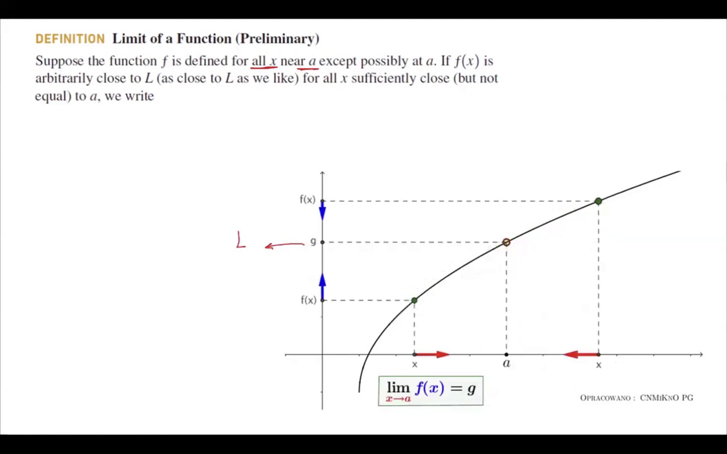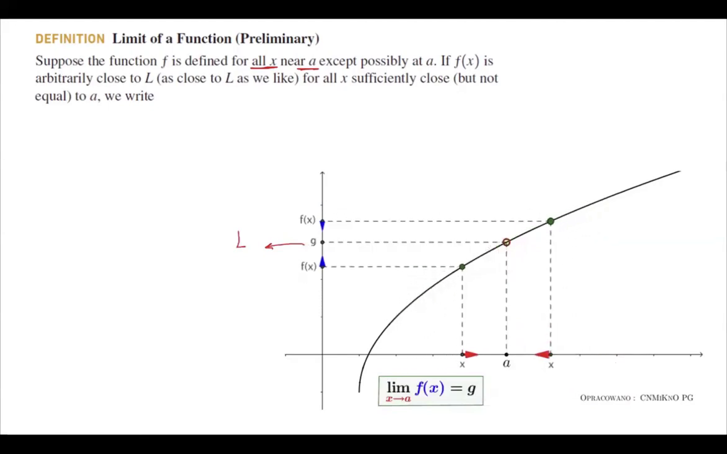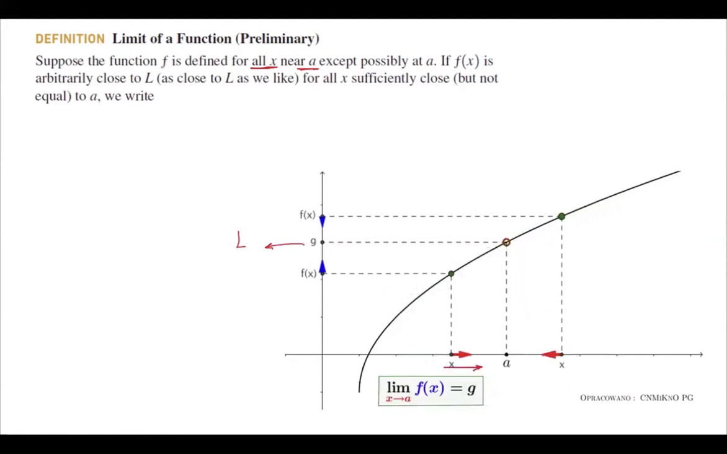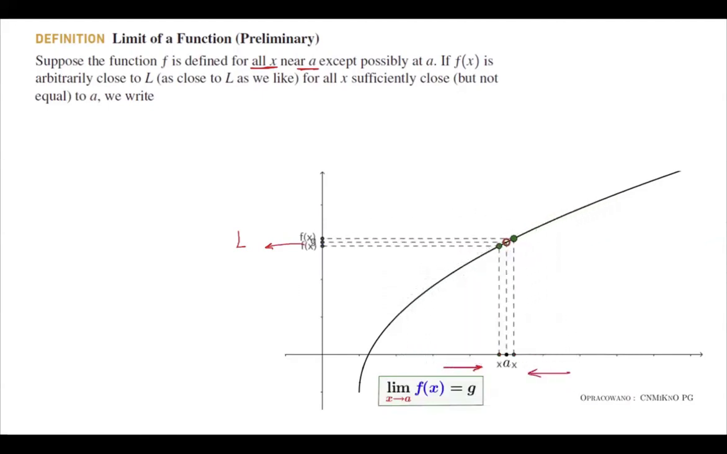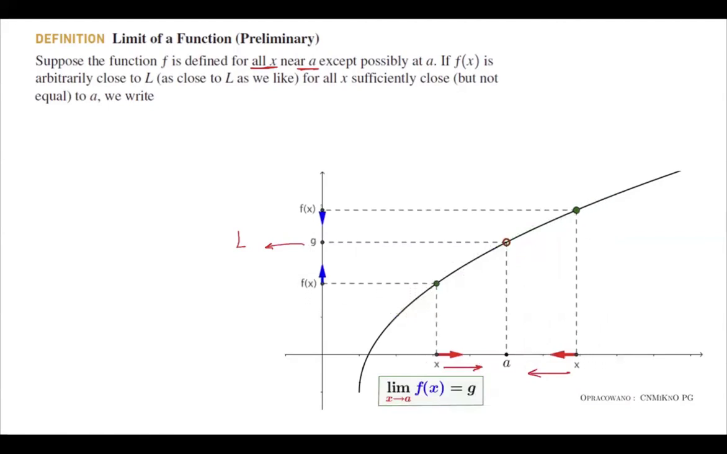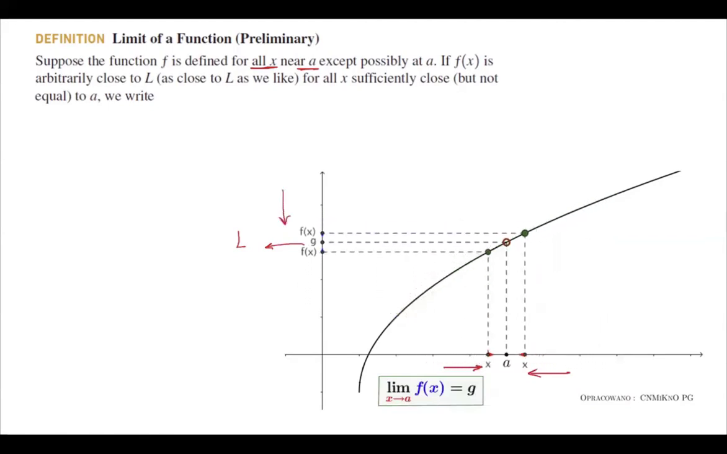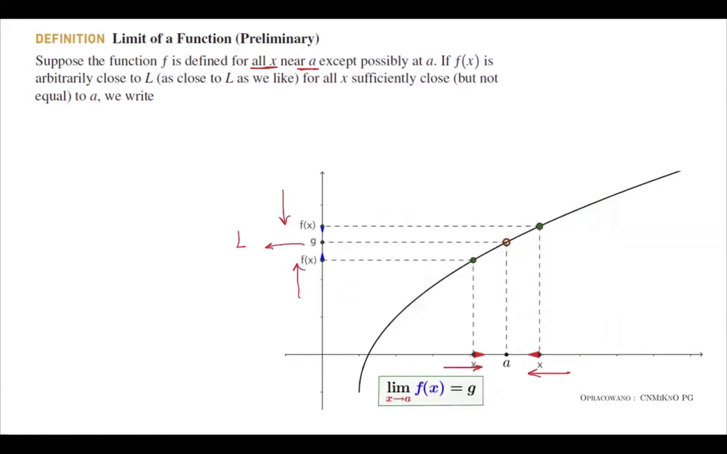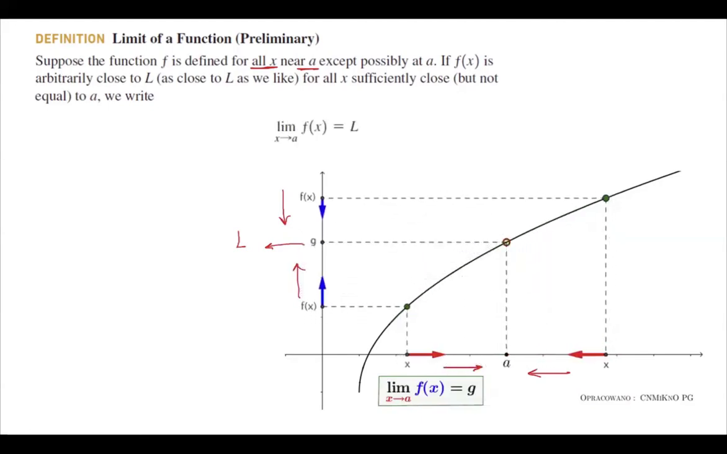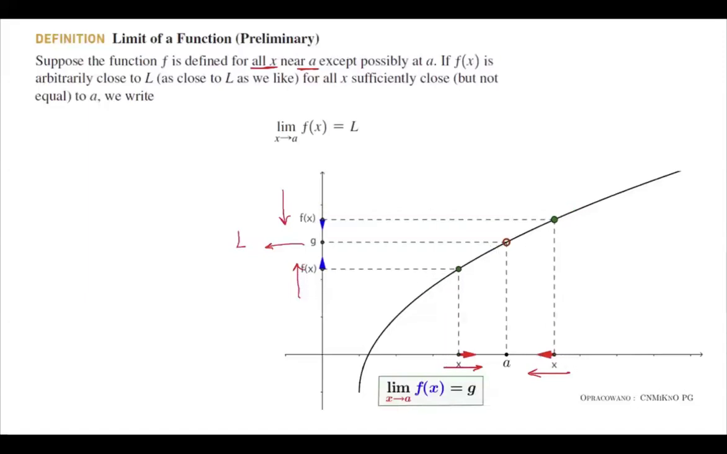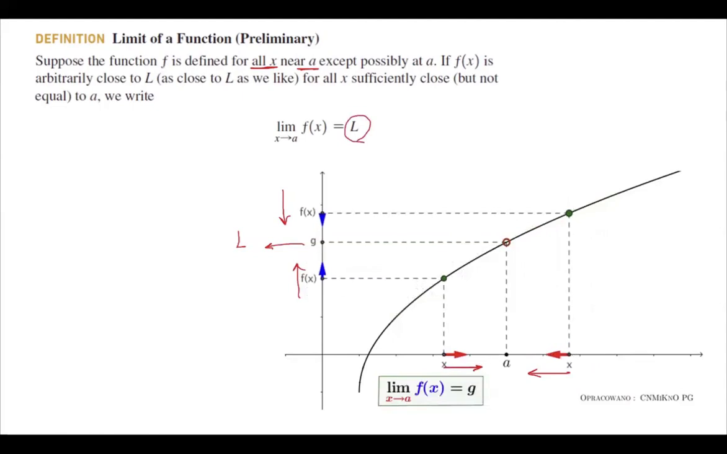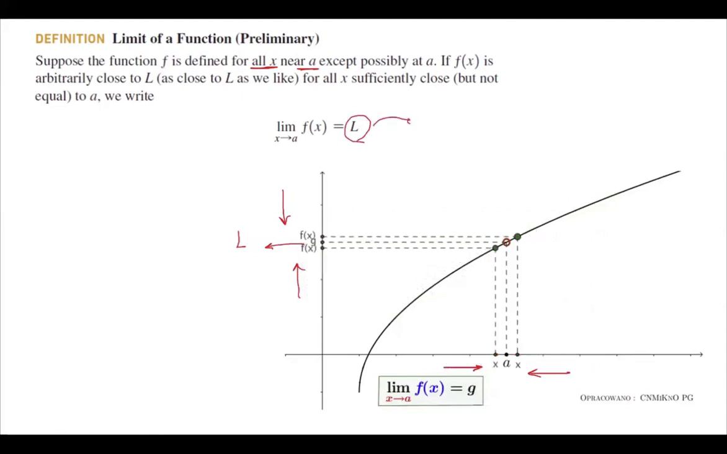For all x that are very close, right? As you can see, on the left-hand side, on the right-hand side, you're getting closer and closer to a. On the vertical line, your f is getting closer and closer to G or L. You can call it any number that you like. Then we say that the limit of f of x as x goes to a is nothing but L or G or that y value on y-axis.